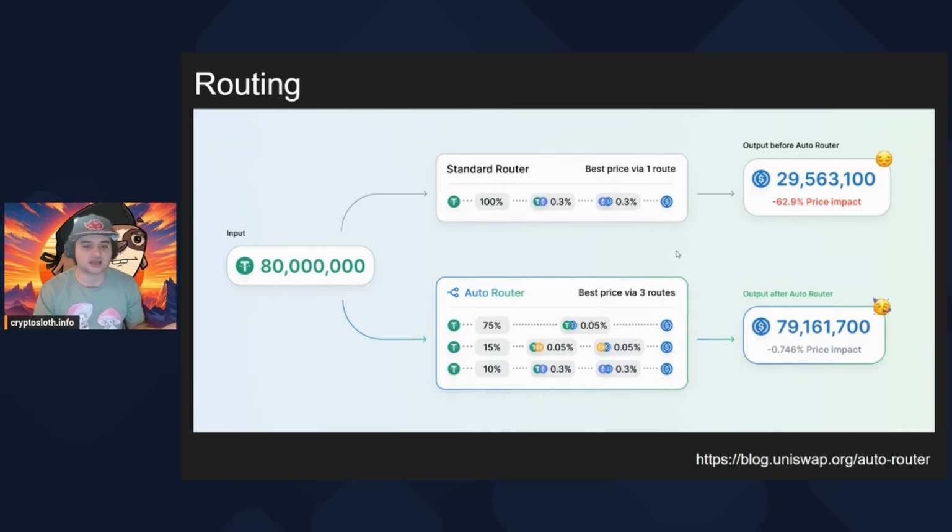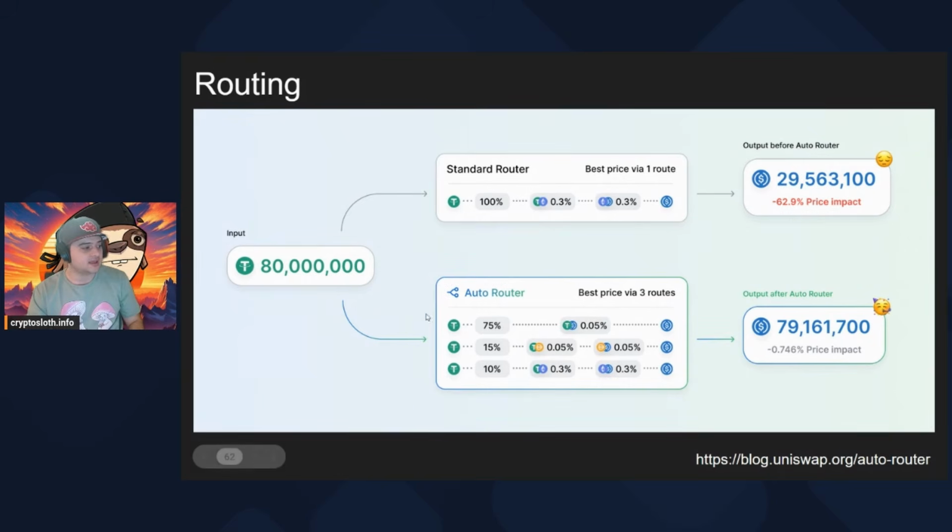This is just another visual on exactly how routing works, and this is with a stable to stable pair. Say you take 80 million of USDT, and with a standard router, you would take that USDT, swap it to ETH, and the ETH to USDC. But because you're only hitting one pool, this trade is losing 62.9% of its value. You had 80 million, but now you only have 29.5 million.